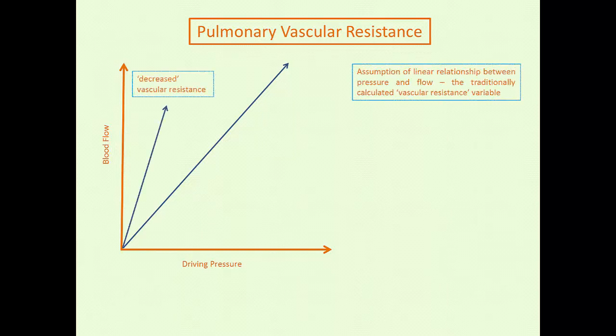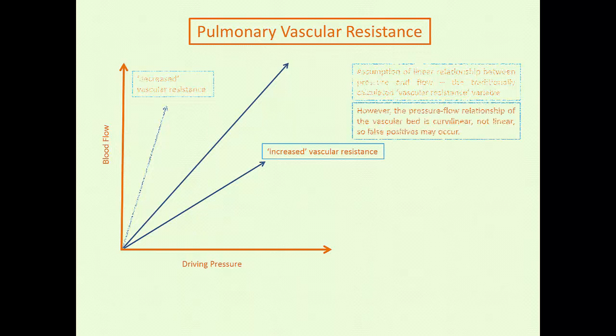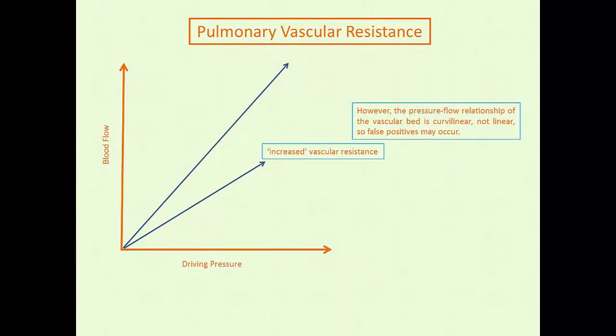And you say, well, in this patient, for a given driving pressure here, there is a greater flow, and therefore they have decreased vascular resistance. And that's in contradistinction to this patient who, for this same driving pressure, has lower flow than this patient, and certainly has lower flow than this patient. So this patient here certainly has increased vascular resistance, and that's simply applying Ohm's law to this biological system.